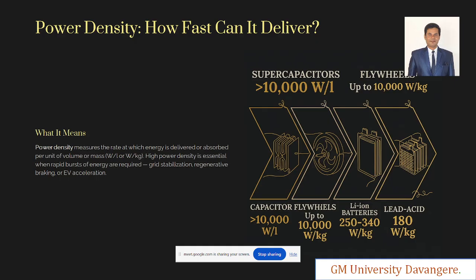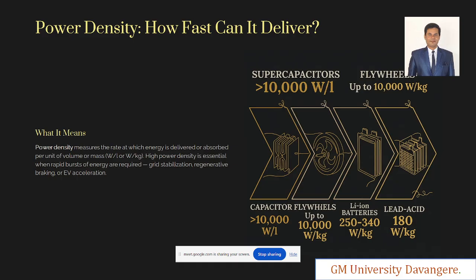So it will be much faster as compared with the batteries, right? The batteries will take more time to charge and more time to discharge also, whereas a capacitor, the super capacitor, will talk about the fast discharging, that is how fast it can deliver the power to the loads. That is what we talk about as the power density. Power density tells about how fast it can deliver your power.